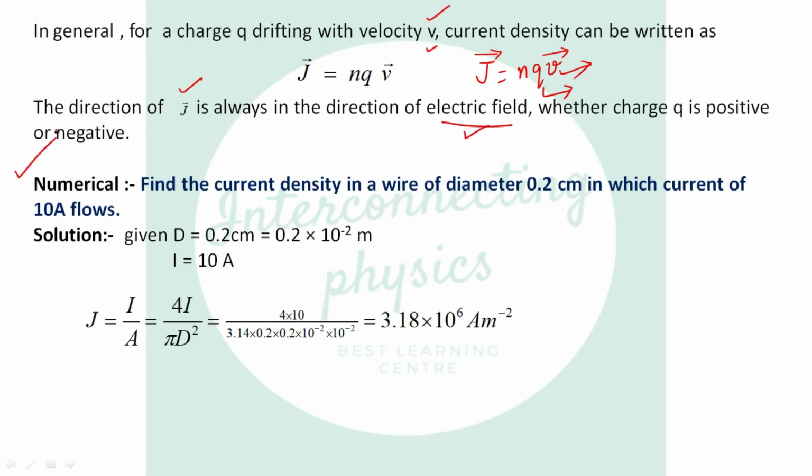Now let us do some numericals so that we can understand the concept of current density. Okay, so find the current density in a wire of diameter 0.2 centimeter in which a current of 10 ampere flows.